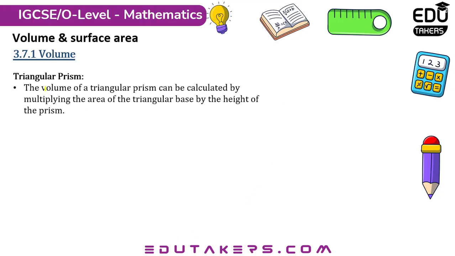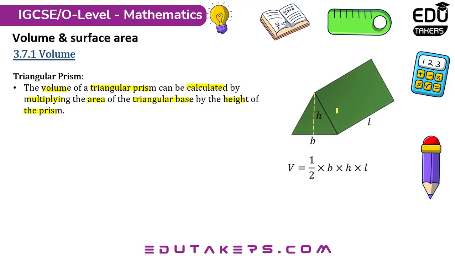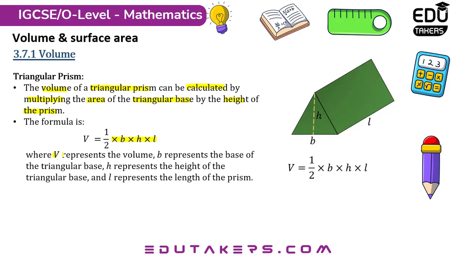Triangular prism. The volume of a triangular prism can be calculated by multiplying the area of the triangular base by the height of the prism, as this. So its volume will be 1/2 times base times height times its length. The formula is V equals 1/2 times base times height times length, where V represents the volume, B represents the base of the triangular face, H represents the height of the triangular face and L represents the length of the prism.